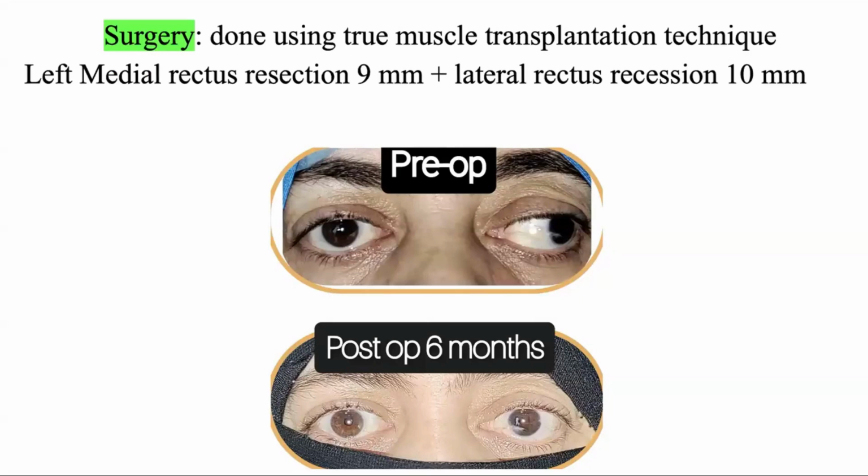So what I had done here, I did lateral rectus recession of 10 millimeter with left medial rectus resection of 9 millimeter, using the stump from the medial rectus and putting it in the lateral rectus muscle, then doing the LR resection of 10 millimeter. That technique is called true muscle transplantation. It's a very powerful technique that will correct up to 100 or 110 prism diopter of deviation, whether exodeviation or esodeviation, using only two muscles.